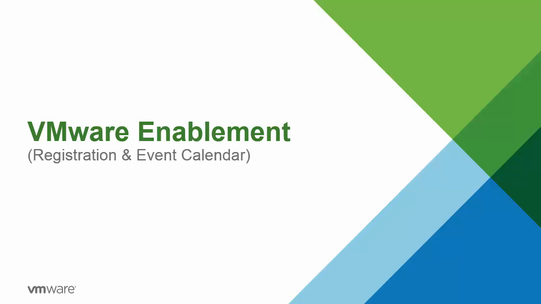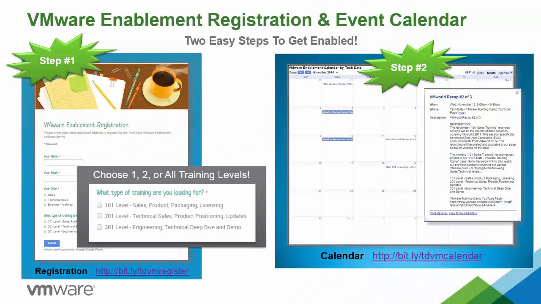Before we complete today's session, I wanted to also mention our VMware Enablement Registration and Calendar page, in case you're not familiar with it. We provide you a registration link, as you see there on the bottom left-hand side of the slide, where you can give us some basic information about yourself, such as what kind of role you're in, your email address, and what kind of enablement sessions you would like to stay attuned with, as far as 100, 200, 300 level, based on whether you're sales, technical sales, or engineering. You can select 1, 2, or all 3 of them if you choose. Once you get registered, we'll get your email address, and whenever we have upcoming enablement events, we'll send you a reminder email of those events.